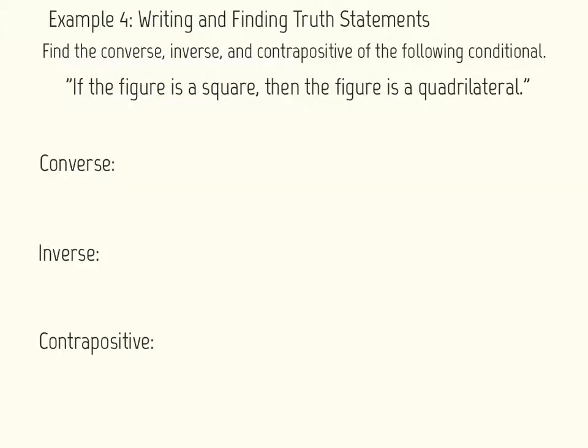And for the last example, we're going to be writing and finding the truth statements. So given the conditional statement, we want to find the converse, the inverse, and the contrapositive. Okay, so first thing we want to do is find the P and find the Q, then we just have to switch them around. So if the figure is a square, then the figure is a quadrilateral. So your if statement, if the figure is a square, that's your P value. Then the figure is a quadrilateral. So that would be the other portion, or the Q part of this statement.